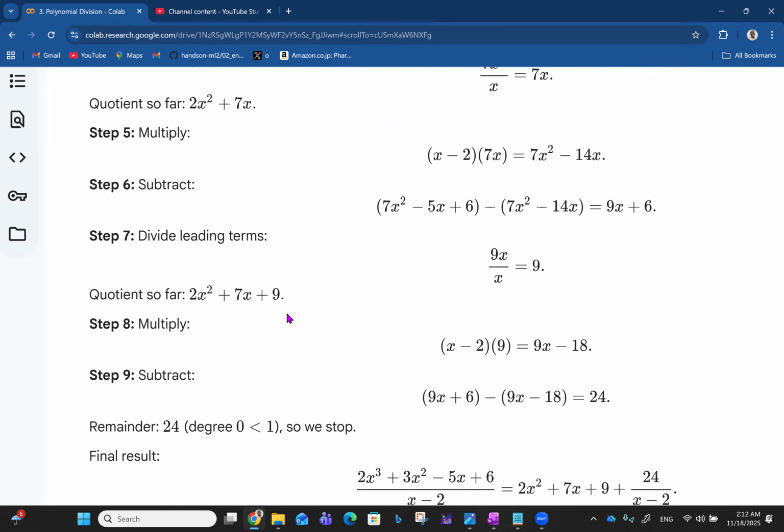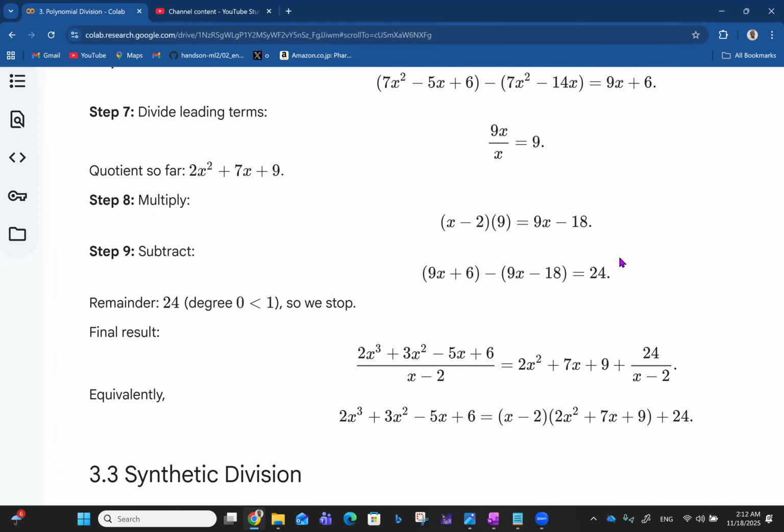Then this 9, you multiply by x minus 2. You get 9x minus 18. Then you now have 9x plus 6 minus 9x minus 18. That's 9x minus 9x cancelled. 6 minus 18, that's 6 plus 18, which is 24. Okay, so the remainder now is 24 because there's no x again. Once you don't get 0 here, it means that this is the remainder. So this is 24, and the degree is 0. Of course, it's constant, and it is less than 1, so we can stop here.